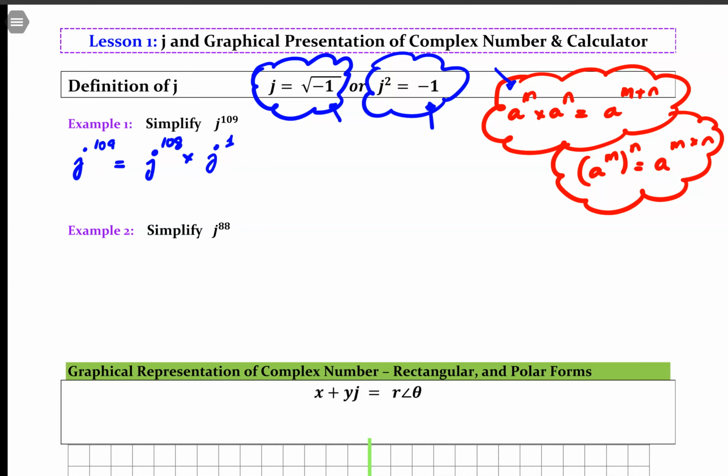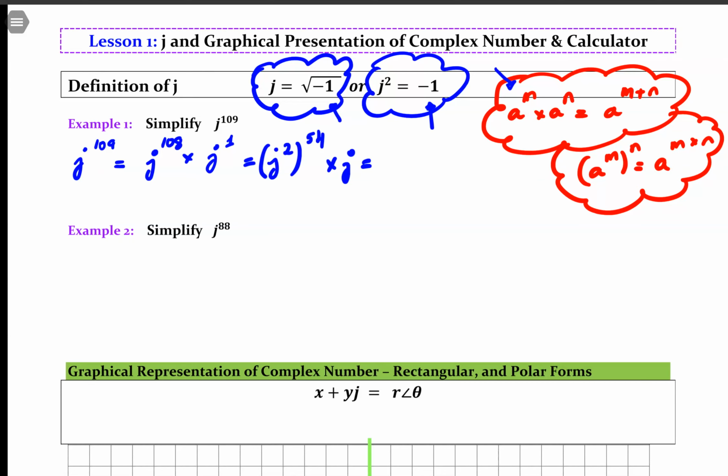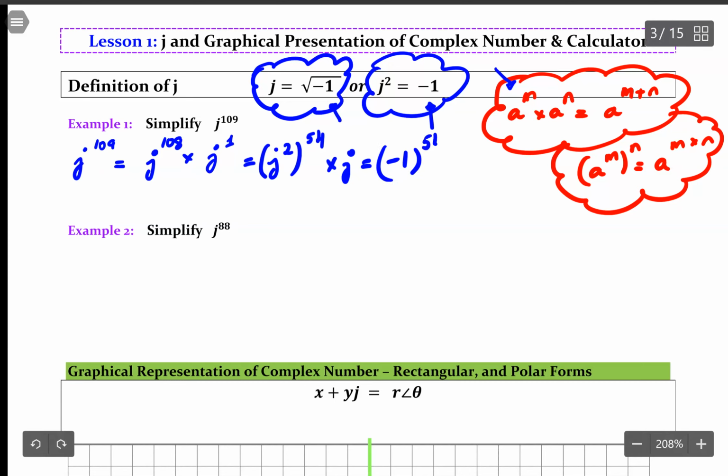You probably ask me why I break it into these two powers of j. The reason I'm doing that is 108 relates to number 2. I can write it as j squared, all of it to the exponent 54, because 2 times 54 will give me 108. From here, I can apply the definition of j squared equal to -1. So now, instead of writing j squared, I will replace that with -1. So I take -1, I raise that to the exponent 54, and then I times that with j.